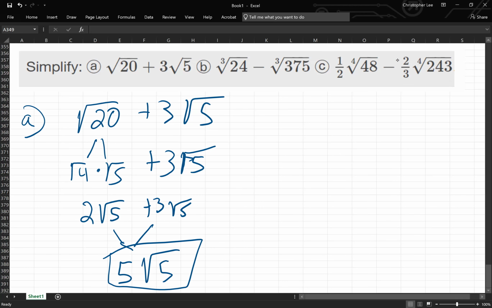All right, try B, try C. So two numbers? No. So you have to simplify them. It has to be a perfect cube. Three numbers, like 4 times 4 times 4. Three numbers.